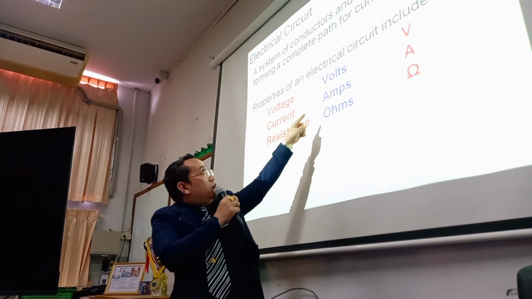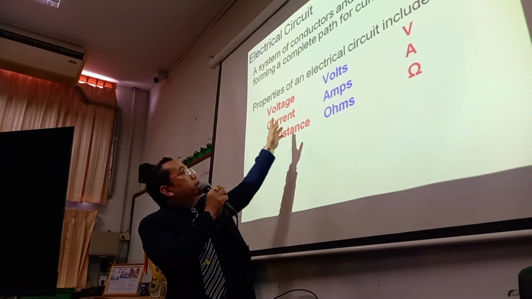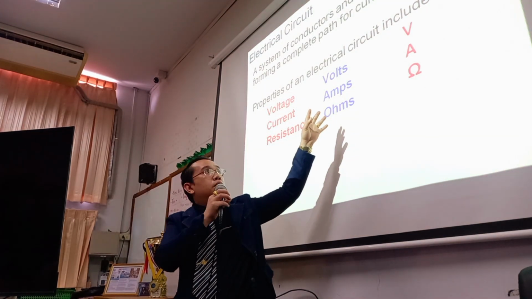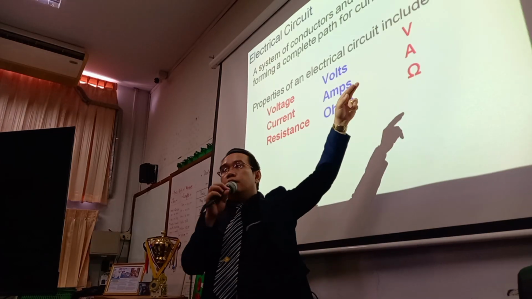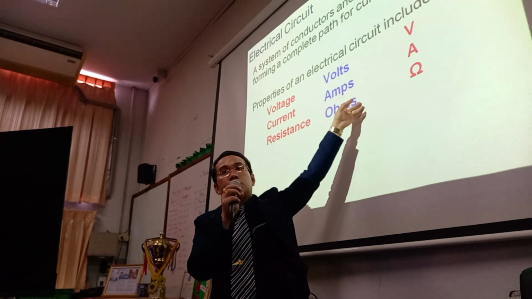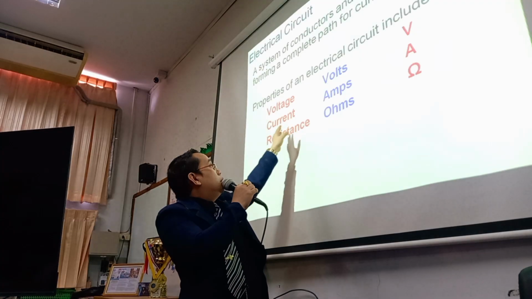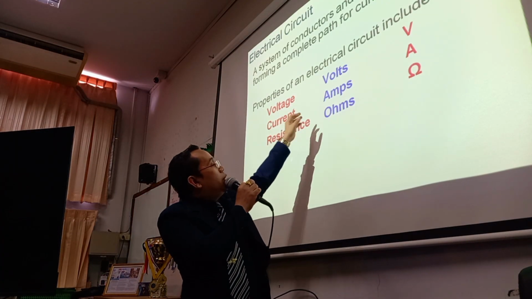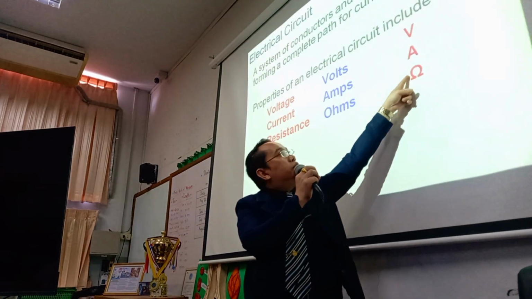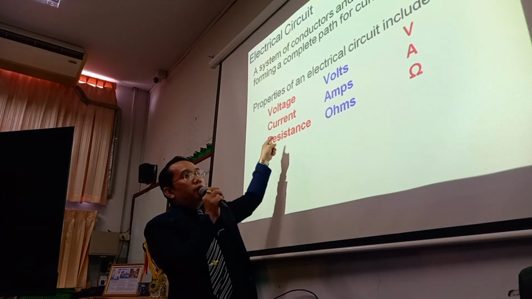So the unit mainly for voltage, the properties already mentioned, we have volts as unit. We can also write V, the shorthand. For current, we use amps or ampere. So this is for the current. Then for resistance, we use ohms. This is for the resistance.